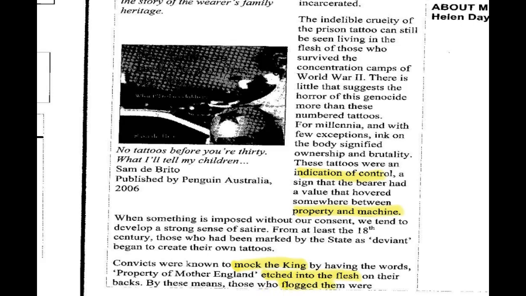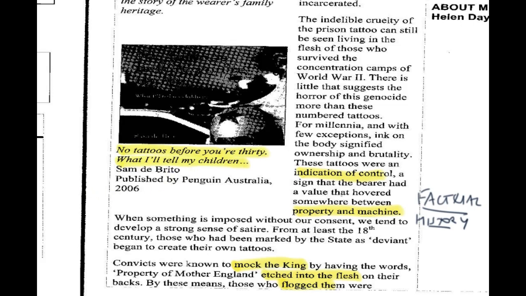Okay, so there's some strong words there. And again, I think these are largely factual and historical context for the argument. What is interesting is then to have a look at the other visual, which the author has titled, no tattoos before you're 30, what I'll tell my children.